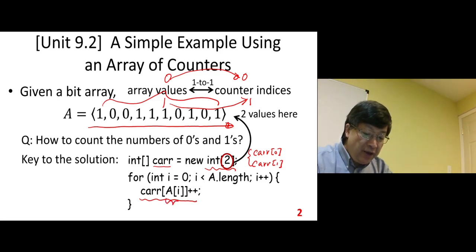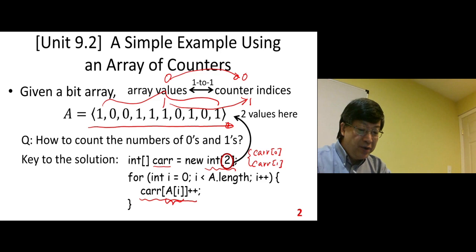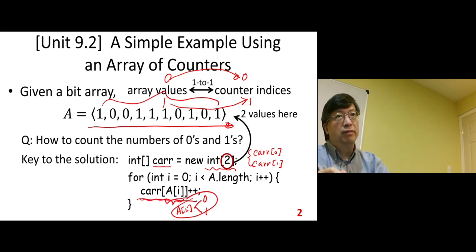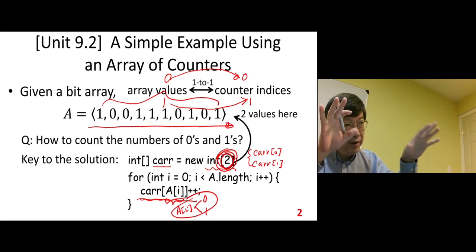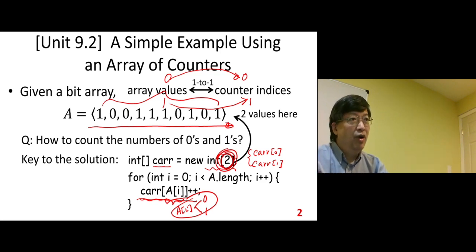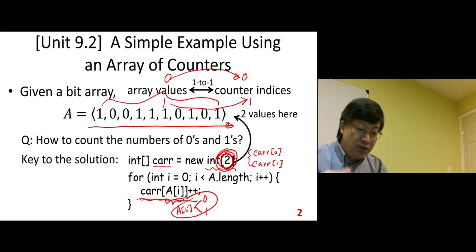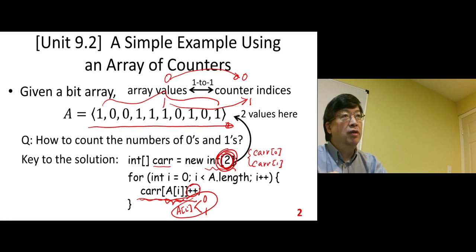In the array index part, we use the A value, A of I. This is the A value. Because the A value can only take 0 or 1, when we use this expression, we never get out of bound. Always in the bound, because we declare this array size covering all the possible values. So always in bound, always legal. Then we do the incremental operation.